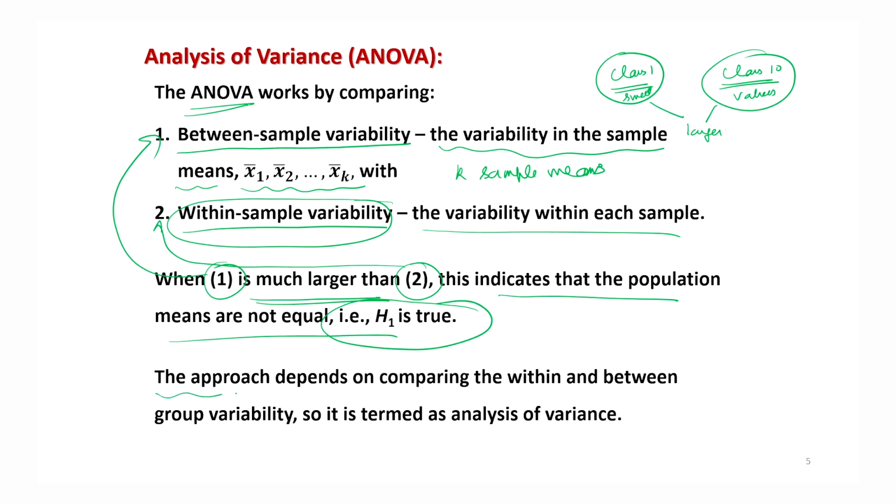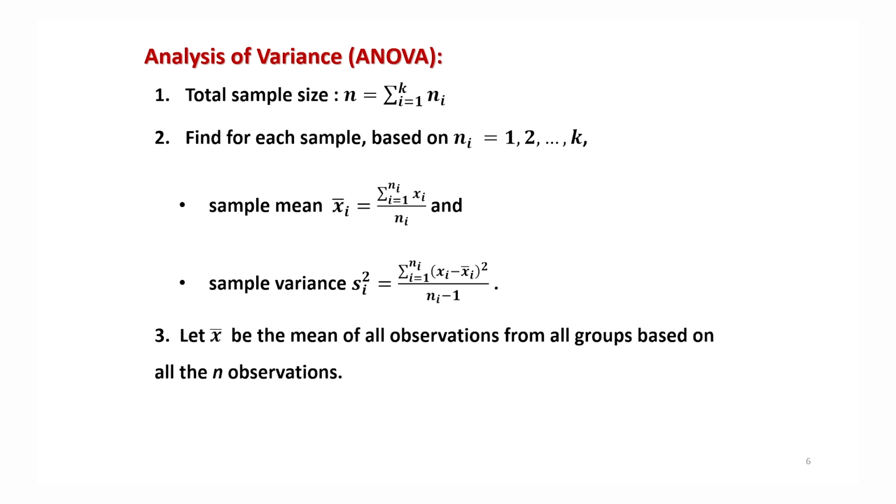So this approach depends on comparing the within and between group variability. That is why it is termed analysis of variance, right? Variance is for variability. Now, how are you going to conduct this test? That is what I now want to explain to you.